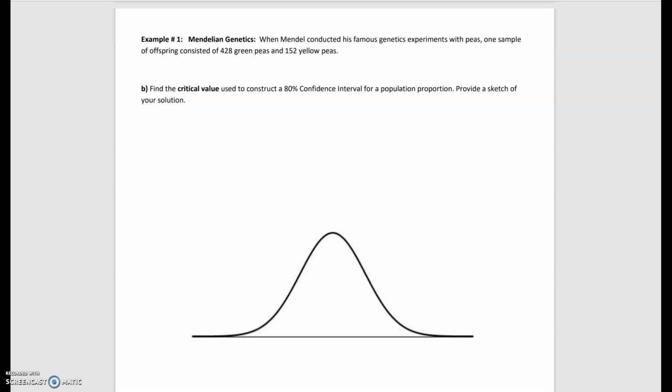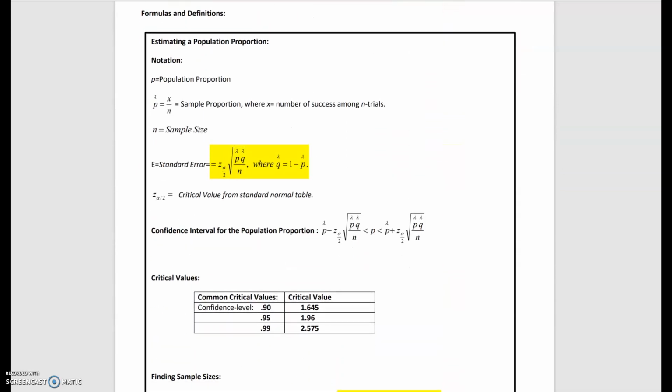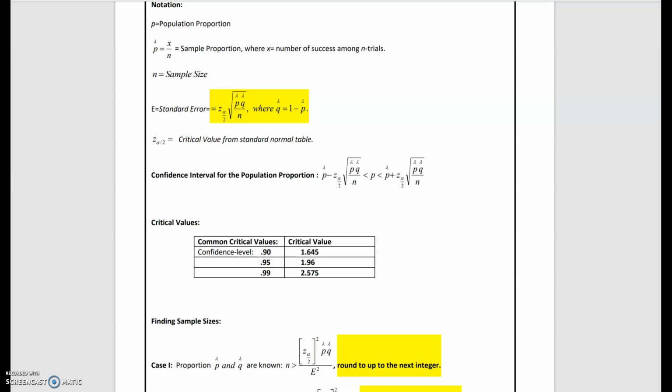Hi class, let's take a look at example 1 part B. Now in example 1 part B, they're only asking for the critical value, and this is to construct an 80% confidence interval but for proportions. And just to clarify, when we're talking about proportions, your actual critical values are going to be these here. So technically, they're all going to be z-scores.